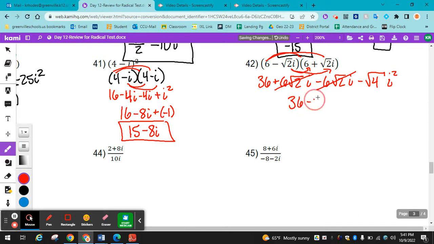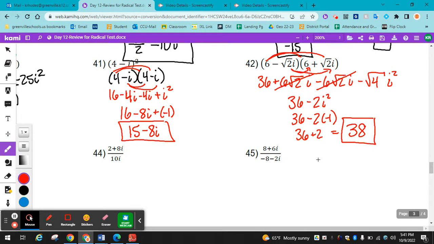Square root of 4 is 2. I can't leave i higher than exponent of 1, so i squared is negative 1. Negative 2 times negative 1 is positive 2. 36 plus 2 is 38. Final answer.